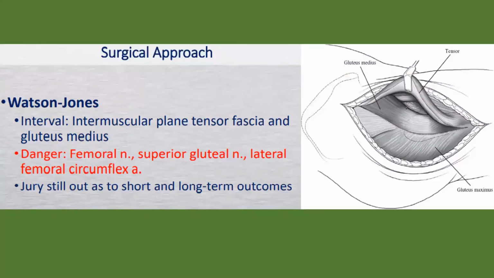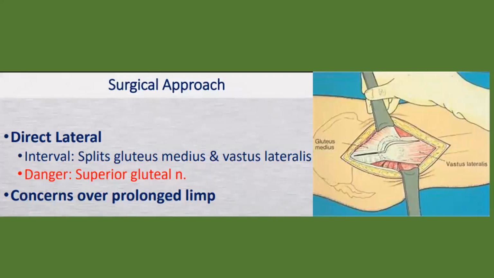The Watson-Jones approach, the interval is between the tensor fasciae latae and gluteus medius. Again, there are femoral nerve, superior gluteal nerve and lateral femoral circumflex artery injuries. Okay, we used to use this a lot in the past. Nowadays, we don't use it much. And then you have the direct lateral approach, in which you split the gluteus medius and the vastus lateralis, and then you move everything forward and you come into the hip.